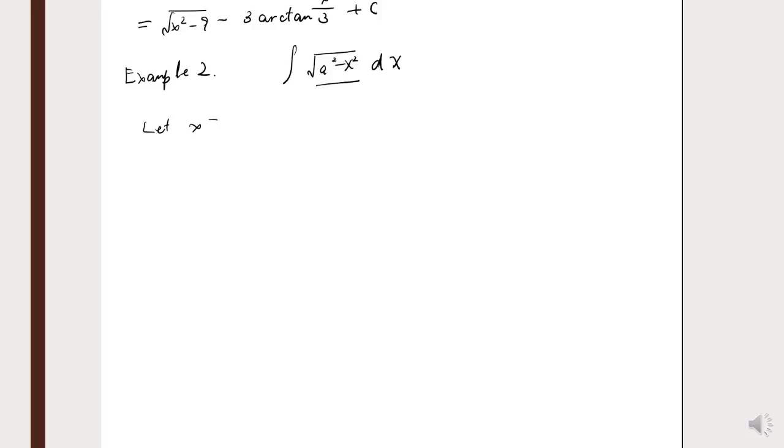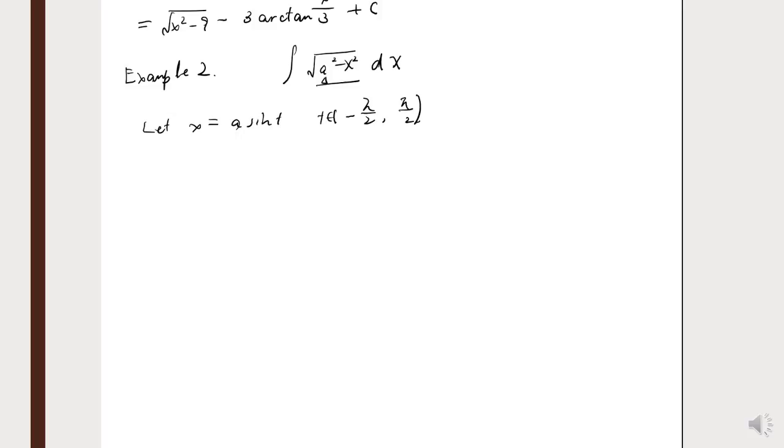For this one, I think we need to choose the A to let x equal A sine t, right? And t, of course, will be within minus pi over 2 to positive pi over 2. Yeah, that's the range. Because we just have A here, this is a very standard form. We don't have to do any conversion.